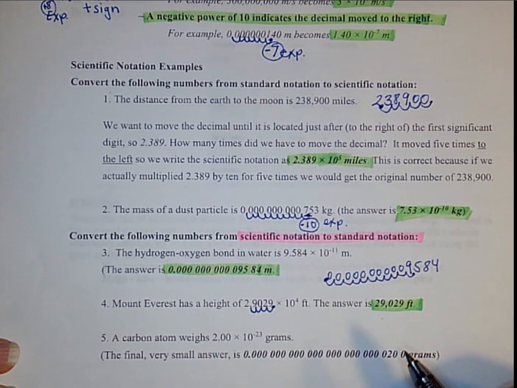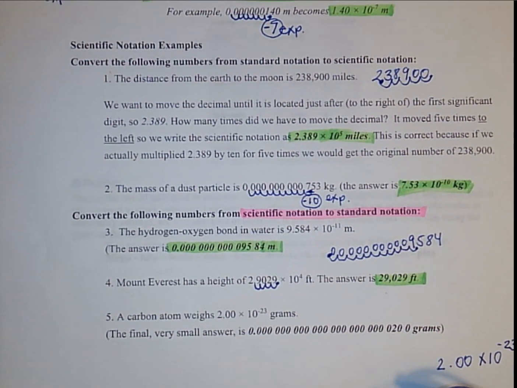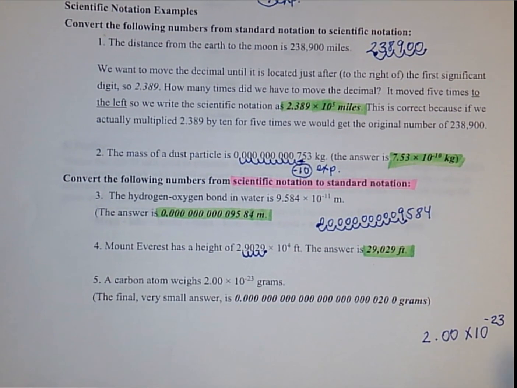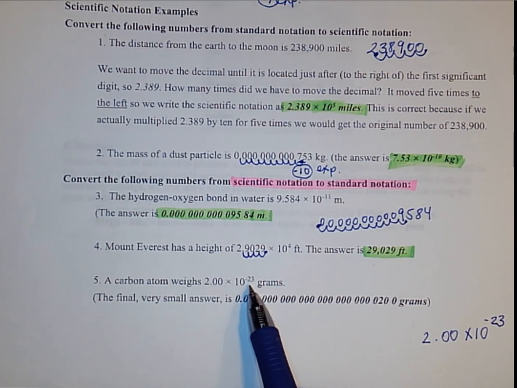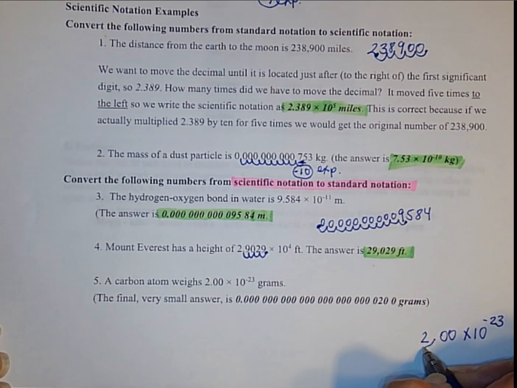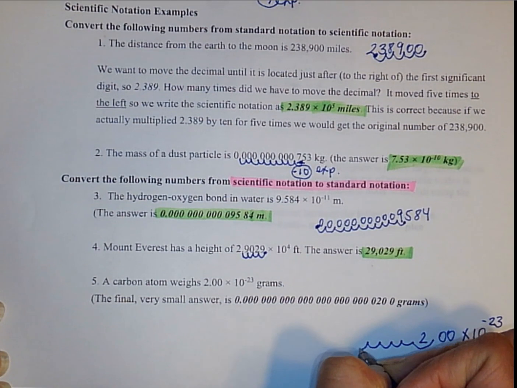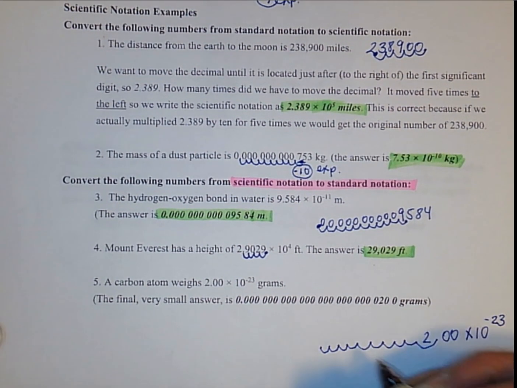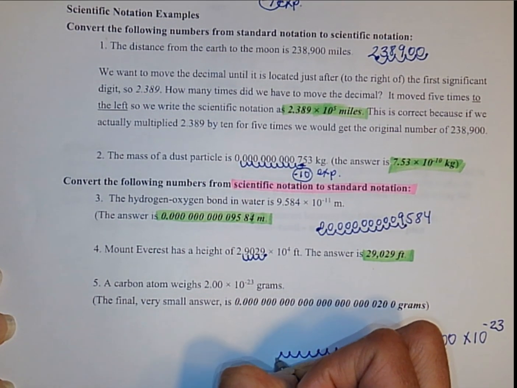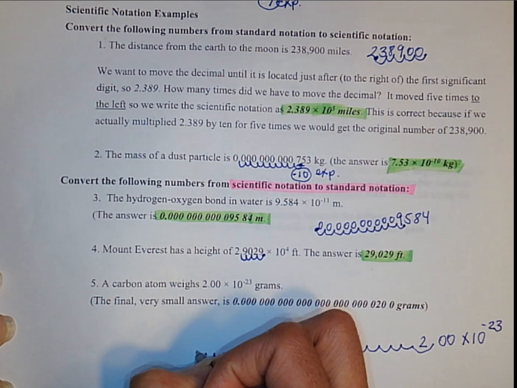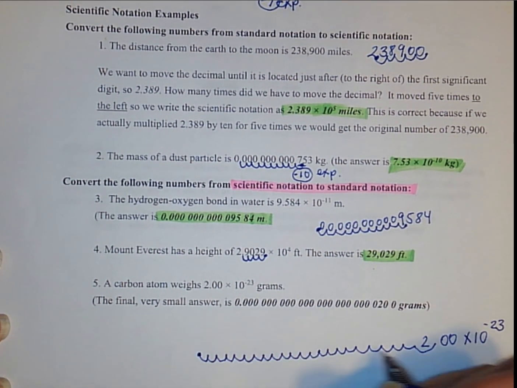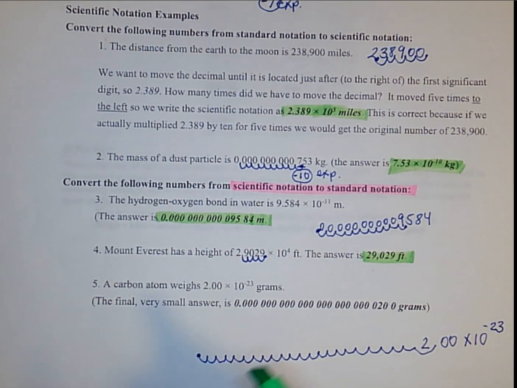And over here we have the carbon atom weighs 2.0 times 10 to the negative 23rd grams. Now notice that it is a negative 23 in this case, and we are now going to move our decimal 23 places, but now to the left. So we have here 1, 2, 3, 4, 5, 6, 7, 8, 9, 10, 11, 12, 13, 14, 15, 16, 17, 18, 19, 20, 21, 22, 23. So we moved 23 places. And of course you can put all those zeros, but here is our answer right here.